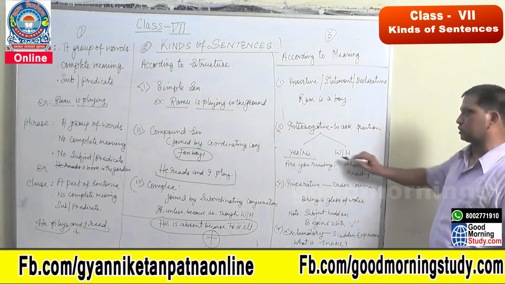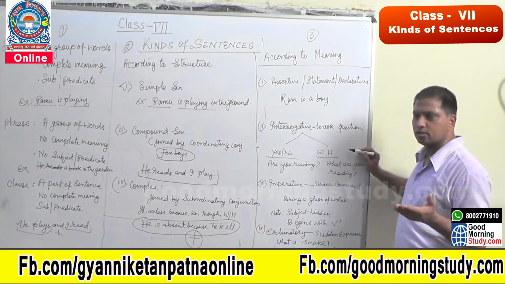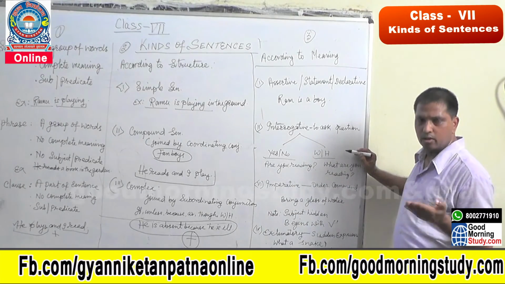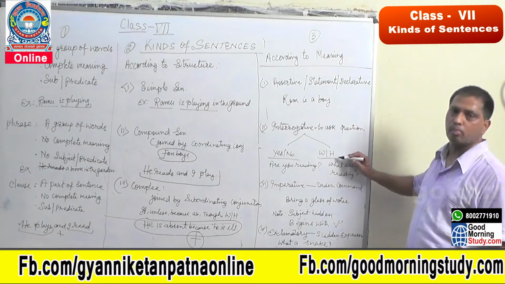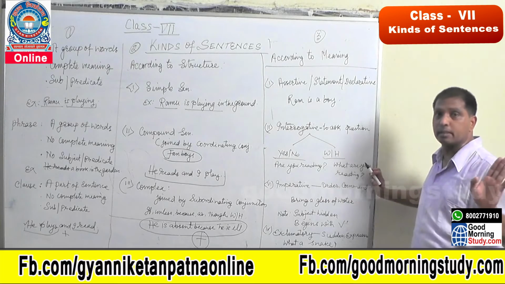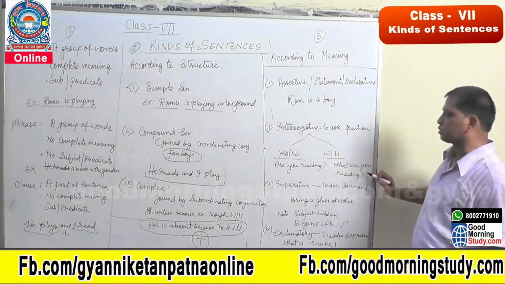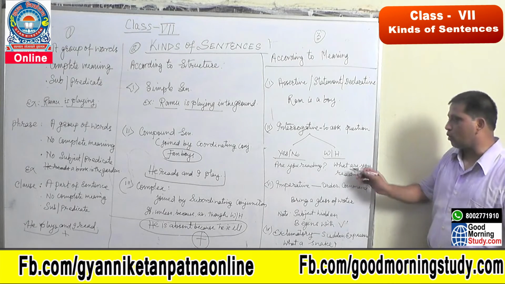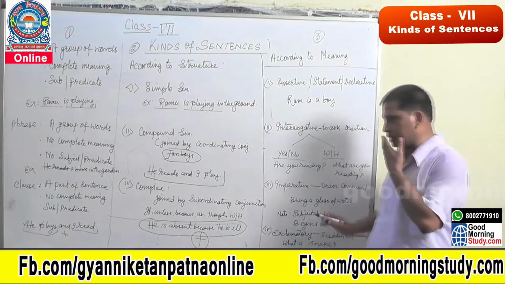Come to the other question, WH questions. WH, as we have discussed, is W for what, where, whom, whose, which, and H for how. The sentence which starts with WH and whose answer cannot be given in yes or no, but requires explanation, is called a WH question. Like, "What are you reading?" Now, the answer requires explanation.